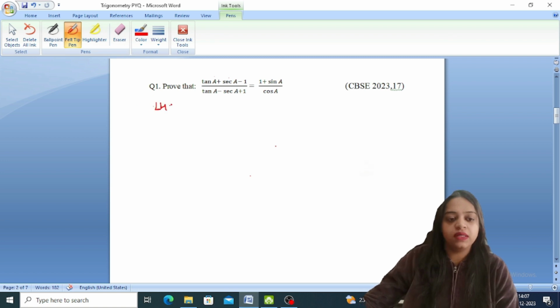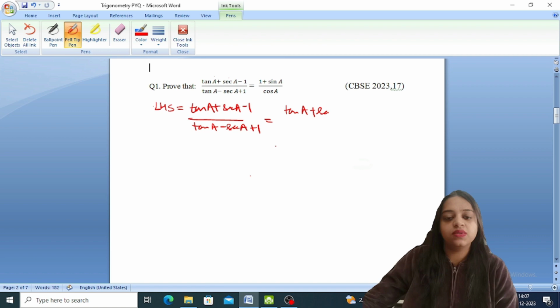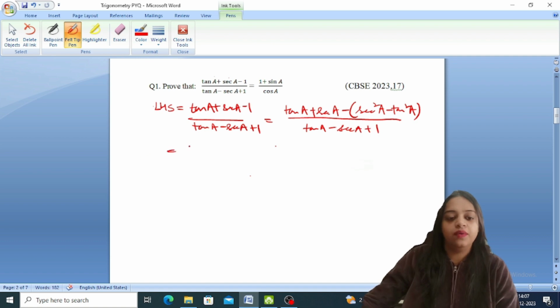So left hand side is (tan a + secant a - 1) upon (tan a - secant a + 1). I am writing in numerator this 1 as secant square a minus tan square a, because secant square a minus tan square a is 1. Now I am applying the identity of a square minus b square over secant square a minus tan square a.